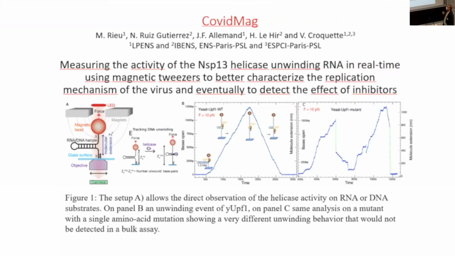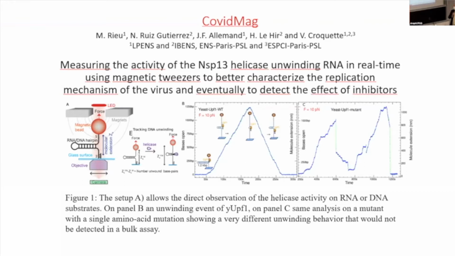So this is the work of a team, and especially of Martin Rieu and Nadia Ruiz-Guitez. These are two teams from École Normale, and we are developing a single molecule assay. The thing we are trying to look at is that this virus, as all viruses, has a replication system. This is some kind of minimal system in a virus.